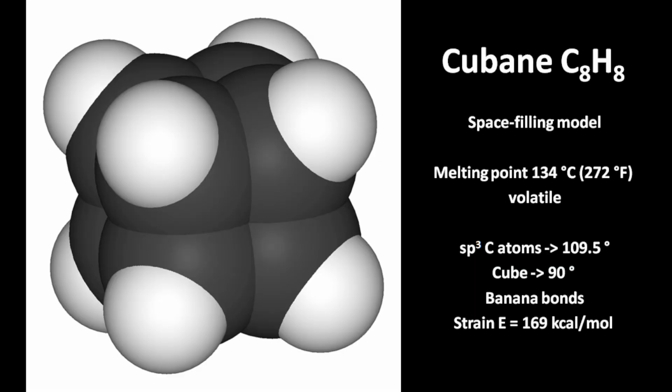This is the space-filling model of cubane. Its melting point is 134 degrees Celsius. Cubane has a very small surface and the intermolecular bonds are weak. That makes it a very volatile compound.